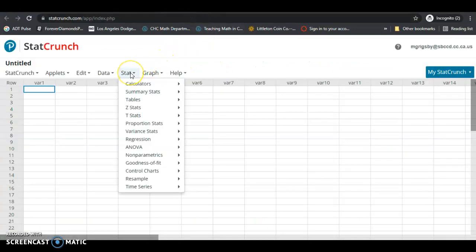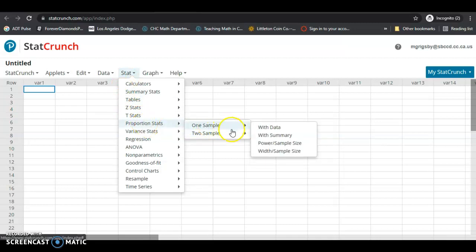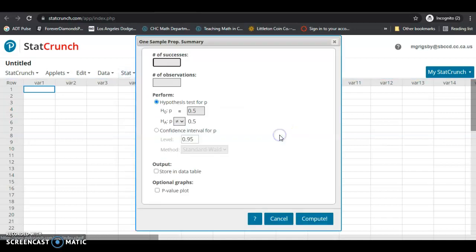Let's go to the Stat menu, and we're going to select Proportion Stats. Since we only have one sample, we're going to select One Sample. Since we don't have the actual data, we have a summary of the data, so we're going to select With Summary. The number of successes was 1,335, and the number of observations, which is basically your sample size, is 2,459. And we're doing a confidence interval.